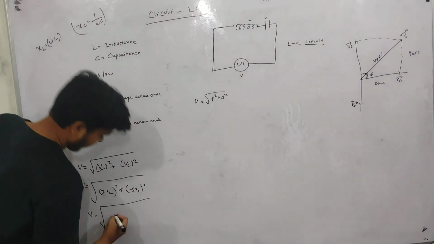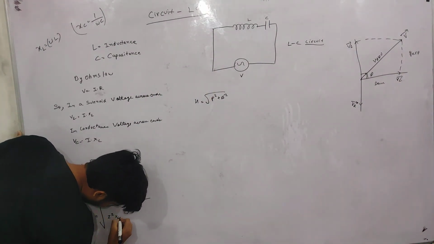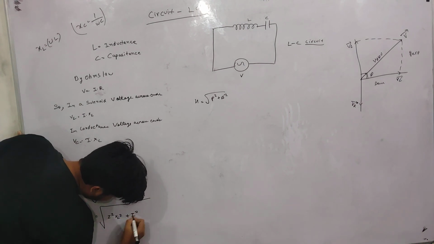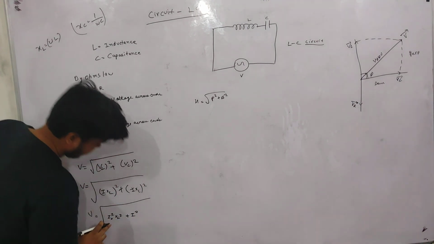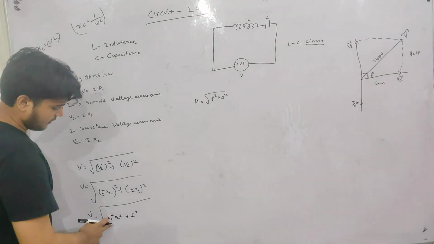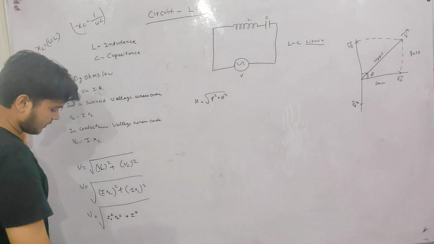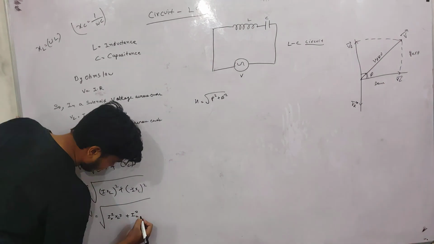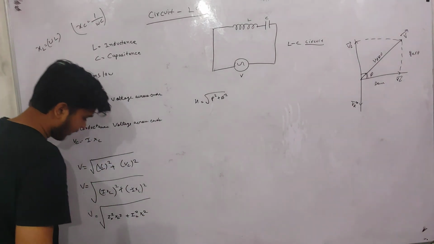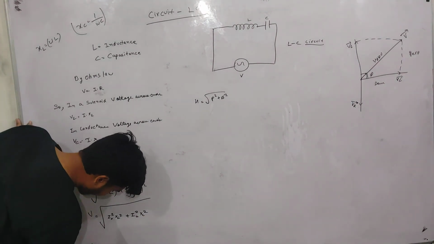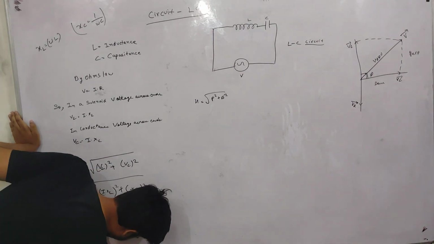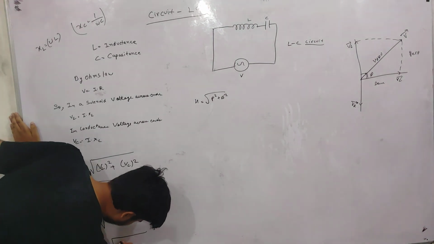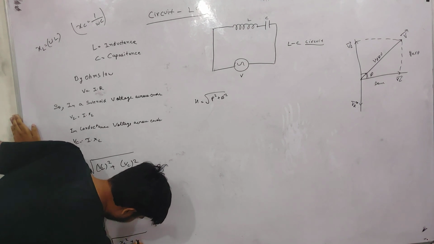I XL whole square, I square XL square, plus I naught, because I naught is the maximum current of the AC circuit, and here it will be I naught as current will be maximum, then only we will get the voltage. I naught is the maximum current in the circuit, XC whole square. V equals to I naught, I naught will come outside, under root XL whole square plus XC whole square.